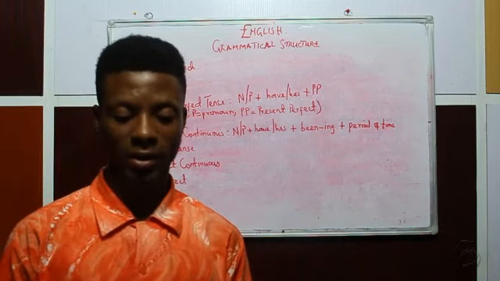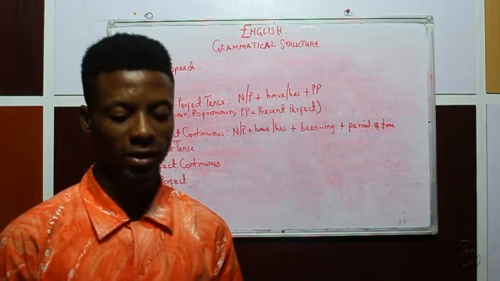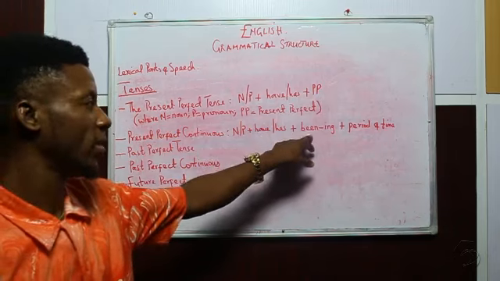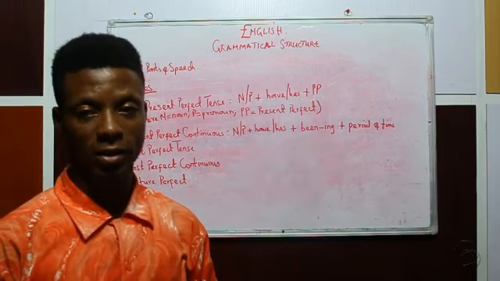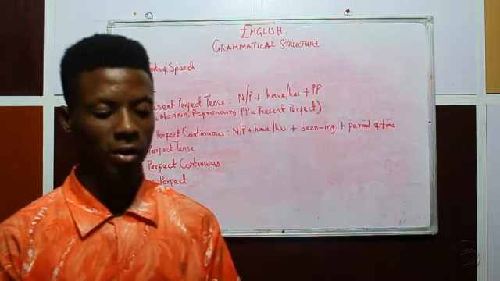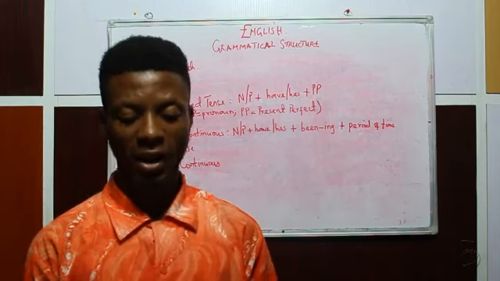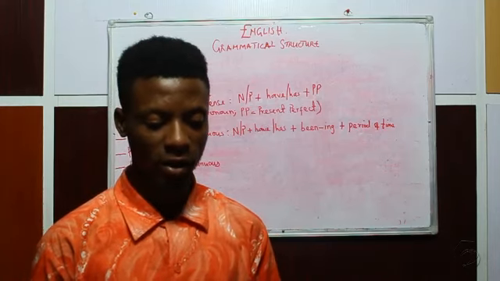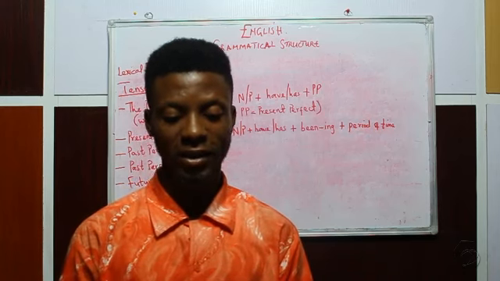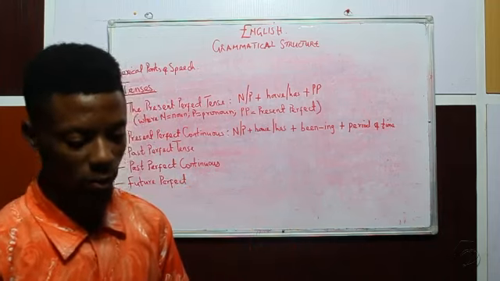Now let us examine this sentence. Uju has been crying since yesterday. Uju, noun, has been crying since yesterday, period of time. Note that the meaning of the above sentence is that as at the time of speaking, the action is still taking place and had started a day before it was reported. Let us examine more examples.